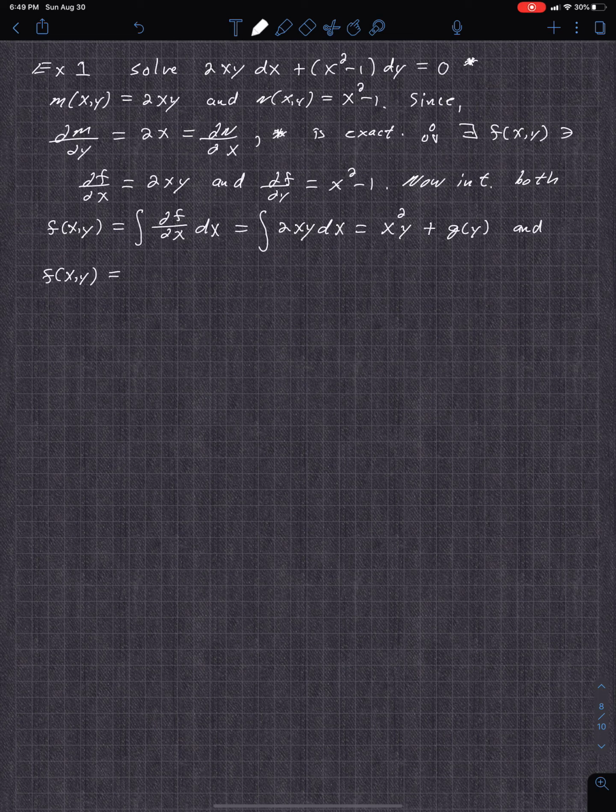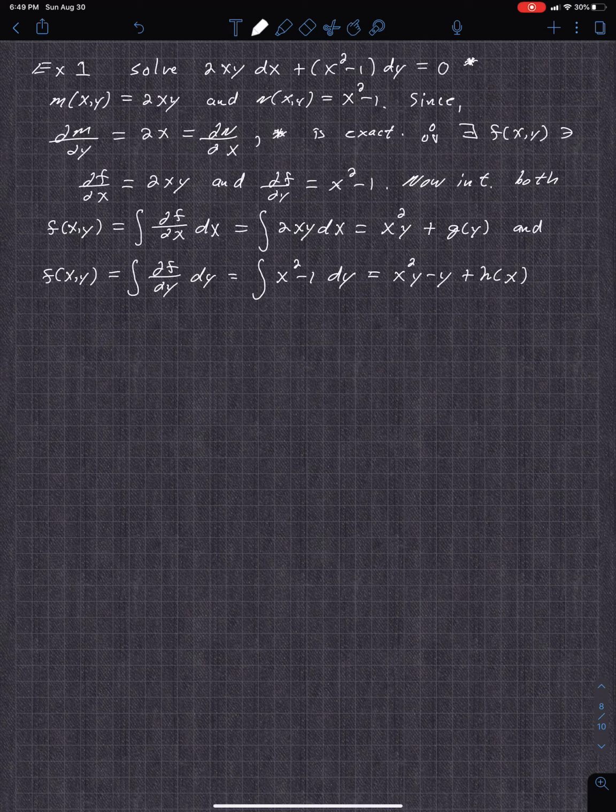f of x y equals the integral of partial f partial y dy, right, which is the integral of x squared minus 1 dy. Well, that one's easy. You just get y back in both of those, right? So that's equal to x squared y minus y plus, and I'm going to say h of x. It's some function of just x.